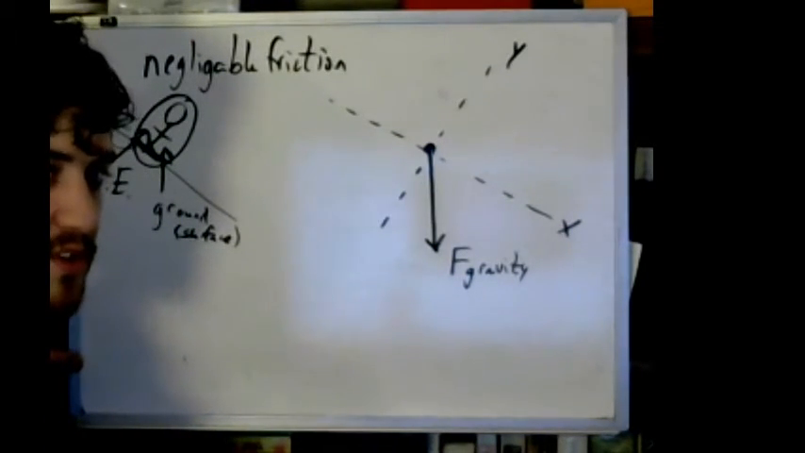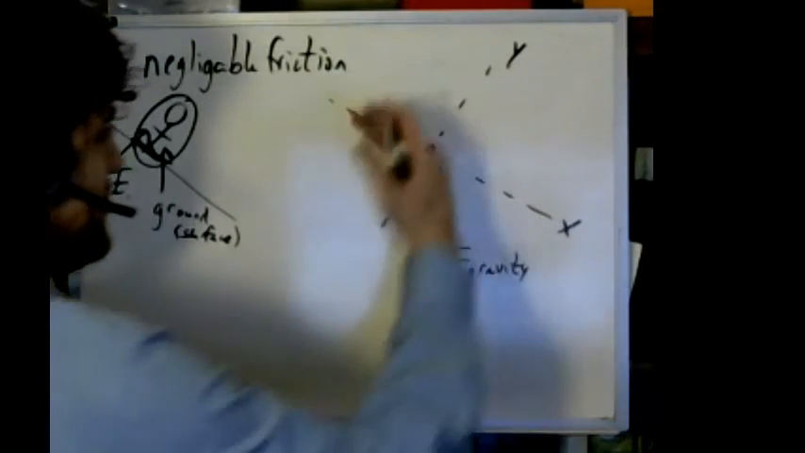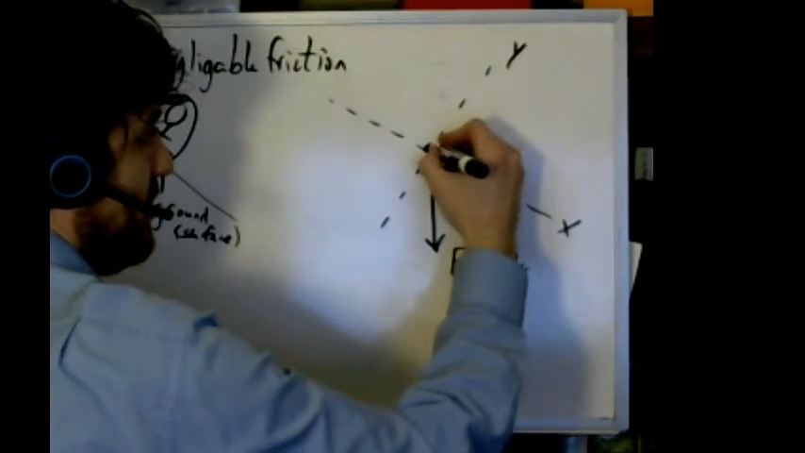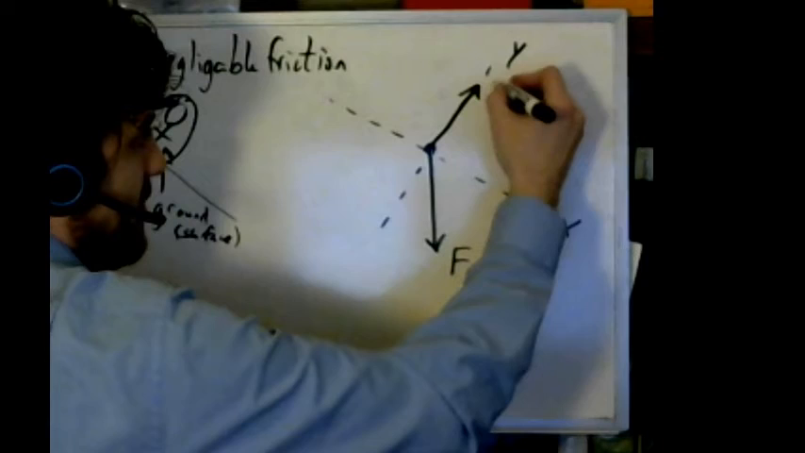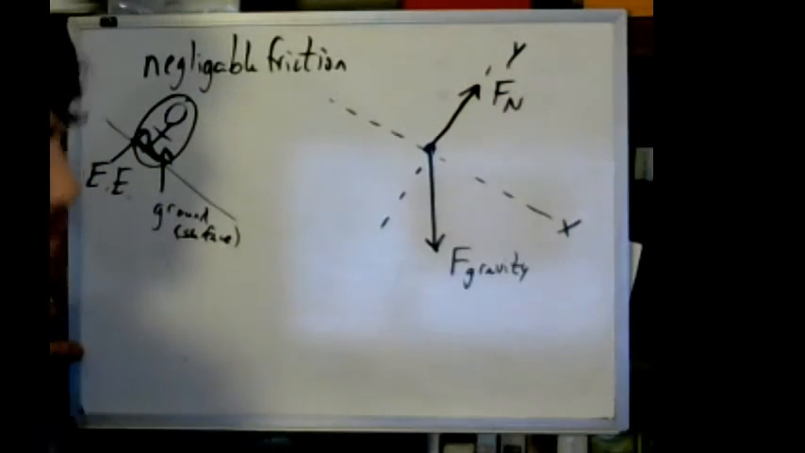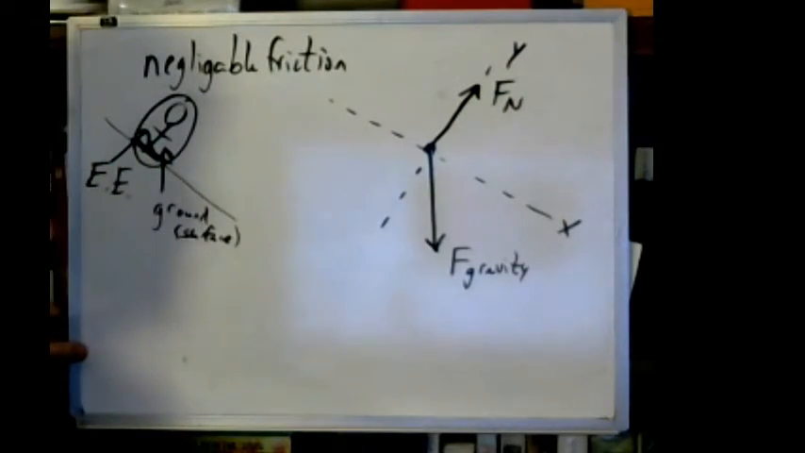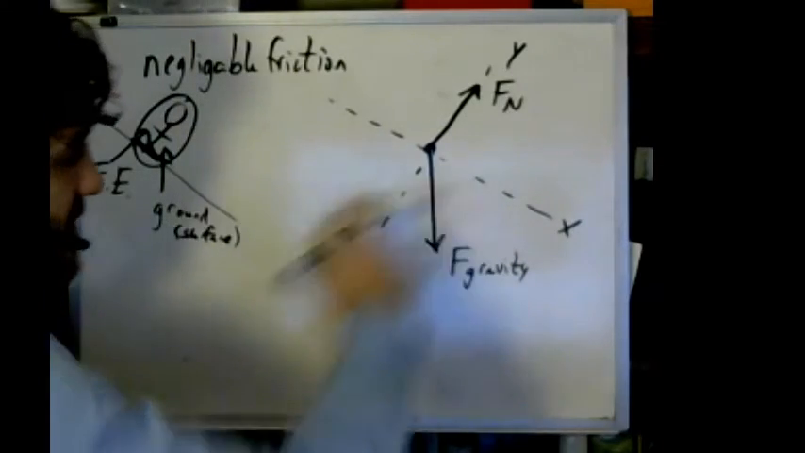The normal force is always perpendicular to the surface. Here's the surface. Here's perpendicular to the surface. We know it has to be up so that it can counteract this force of gravity.